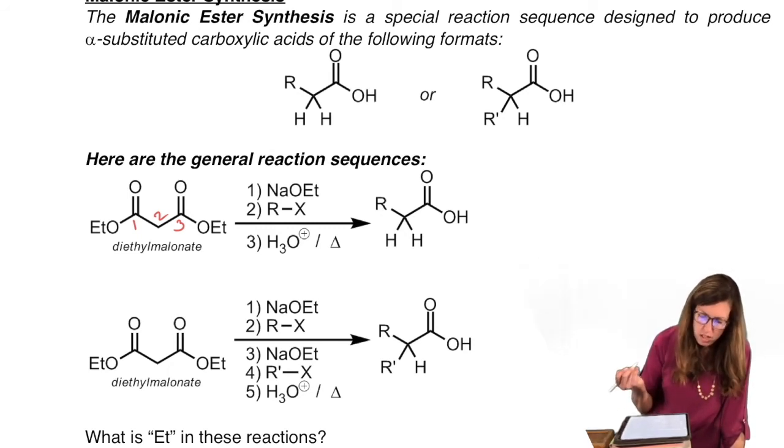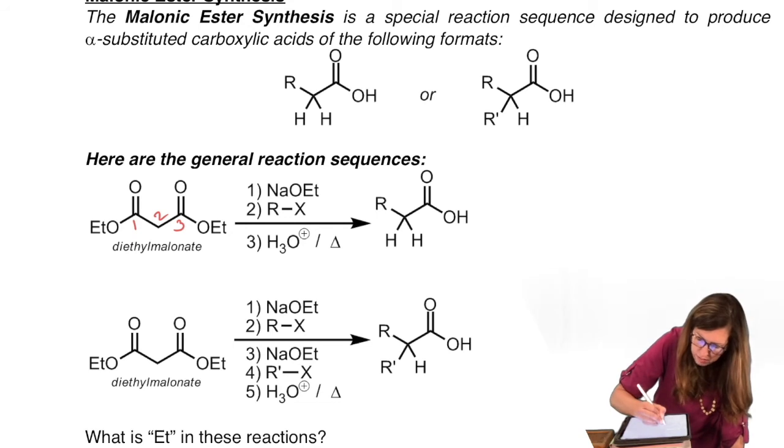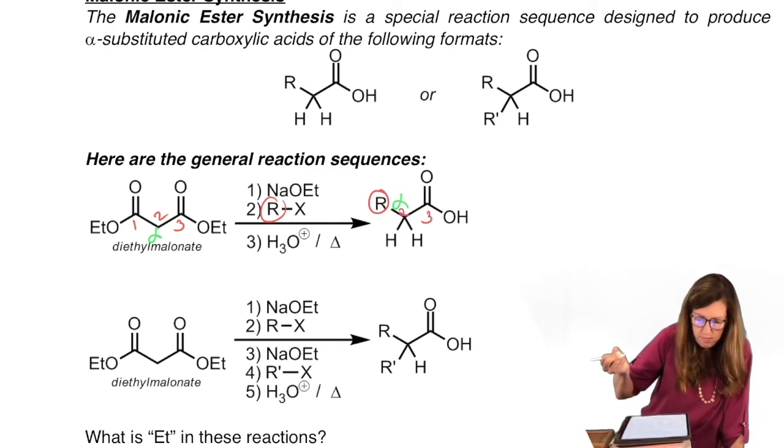Okay, so notice this R gets added here. And then notice also we've lost a carbon. Well, let's find our alpha carbon. Right there, there's our alpha carbon. And notice that was always carbon 2. We're missing carbon 1. Right? It went off as CO2 somewhere.